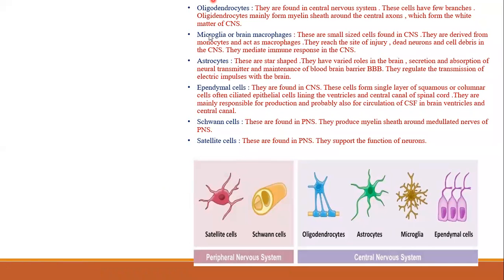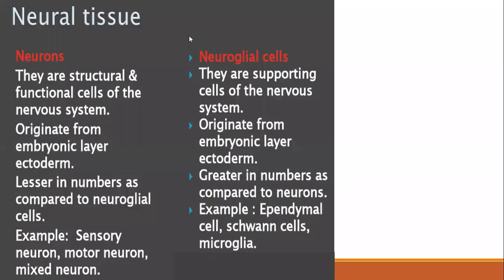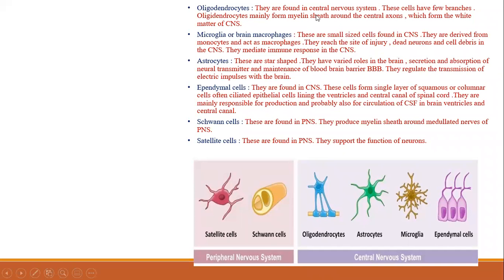Now the next part is different types of neuroglials with their functions and the diagram you can see here. Okay, now what are those? Starting you can see is with oligodendrocytes. What are these? Oligodendrocytes are present in central nervous system. इनका काम क्या है?